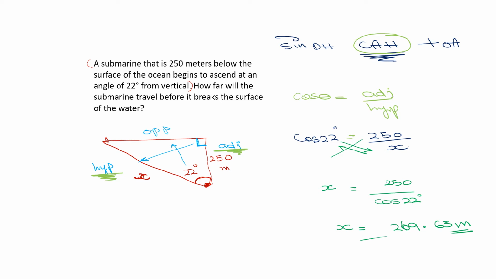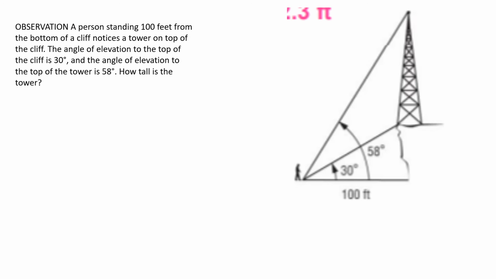I hope that you understood this. Let's move to another example. In this example, they are saying that a person is standing 100 feet from the bottom. So here is a person you can see from the figure, and he is standing 100 feet from the bottom of a cliff. He notices a tower on the top of the cliff. So the angle of elevation to the top of the cliff is 30 degrees.